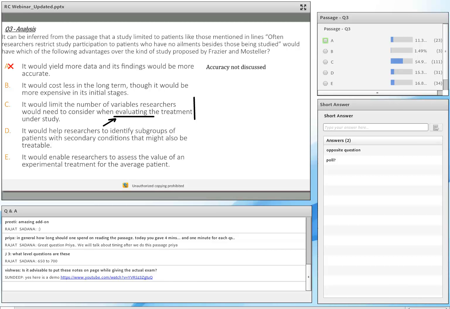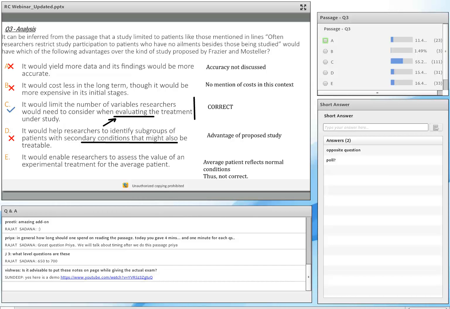Okay. Choice A, accuracy is not discussed. Let's look at choice D or E. It would help researchers identify a subgroup of patients. That actually is not correct. When you think about choice D, it's a benefit of enrolling a wider variety of patients, not a limited group. The question is about a limited group. Okay. Experimental treatment for an average patient. I don't know if we're talking about experimental treatments over here, and this one is also completely out of scope.